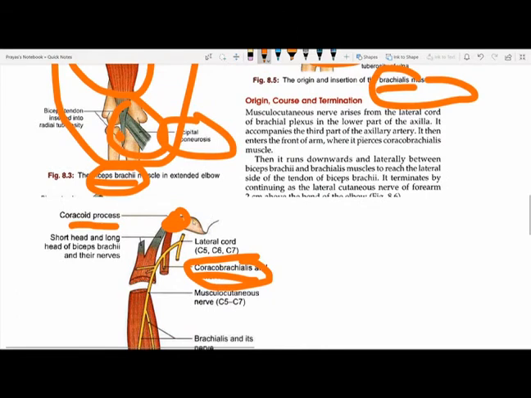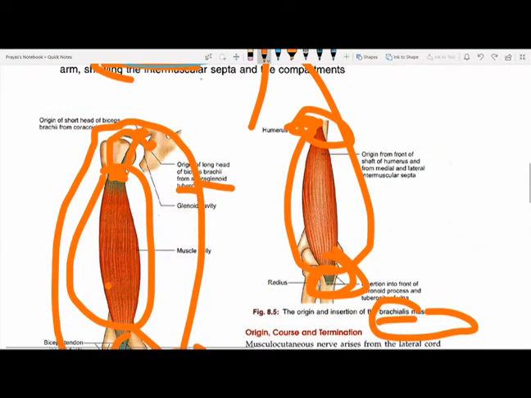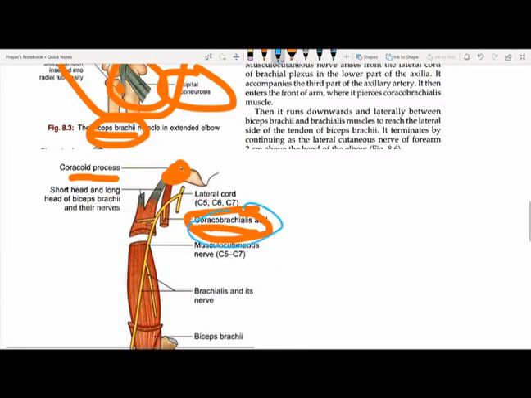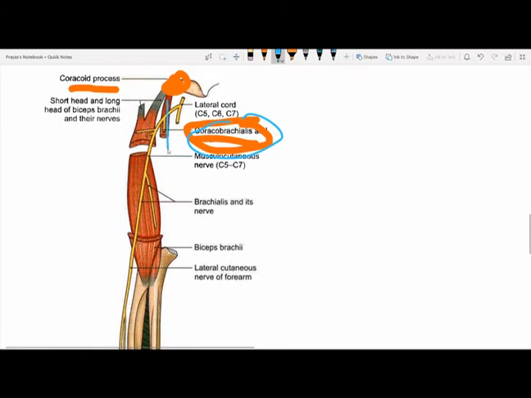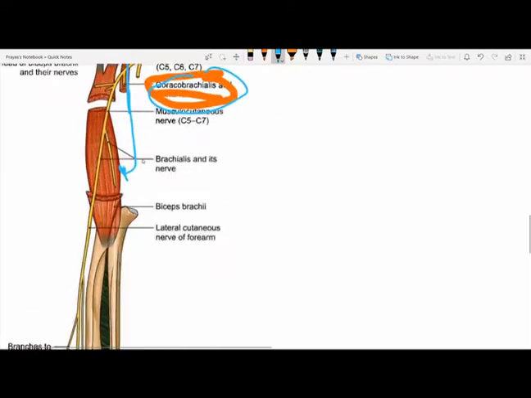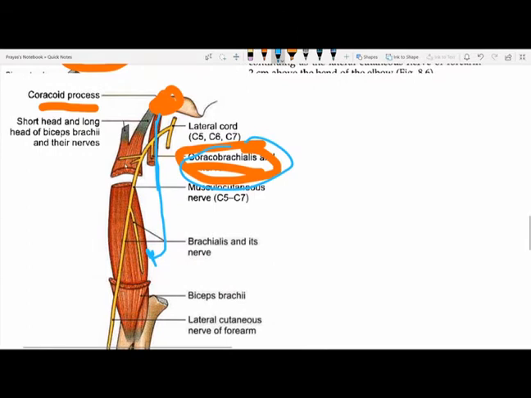This muscle originates alongside the short head of biceps brachii. So the short head of biceps brachii and the origin of coracobrachialis are at the same point. It originates from here, and then it goes down and down. This is the muscle. It originates here, it goes down, and then it terminates somewhere at the middle of the humerus on its medial side. So it terminates at the medial wall of the humerus. The termination is not that important, but basically it terminates at the medial part of the humerus.